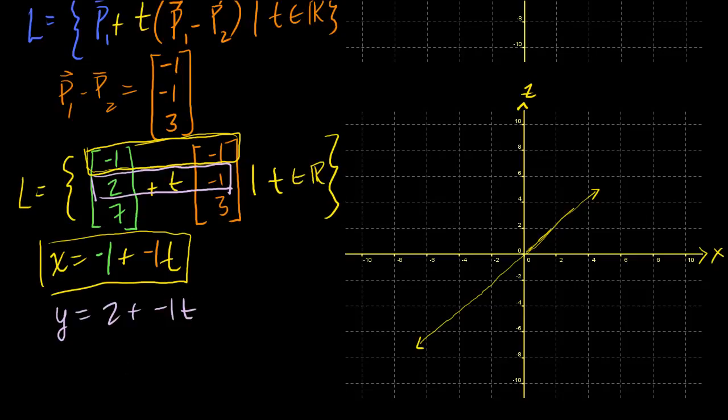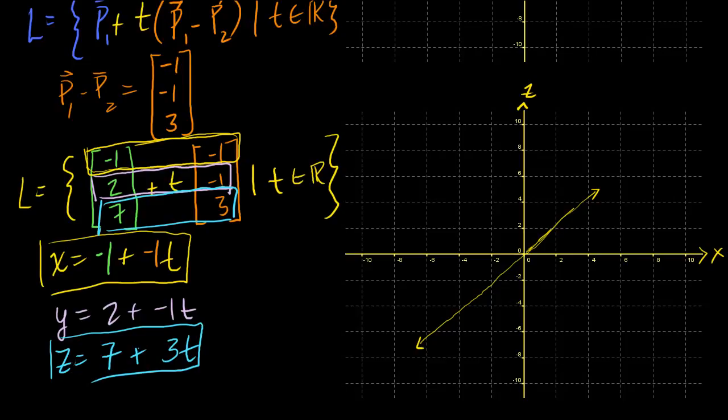And then finally, our z-coordinate is determined by that there. And the t shows up because it's t times 3. Or I could just put this t into all of this. So the z-coordinate is equal to 7 plus t times 3. Or I could say plus 3t. And just like that, we have 3 parametric equations.